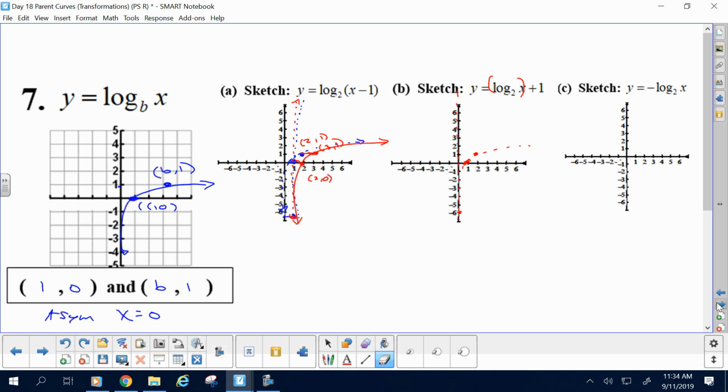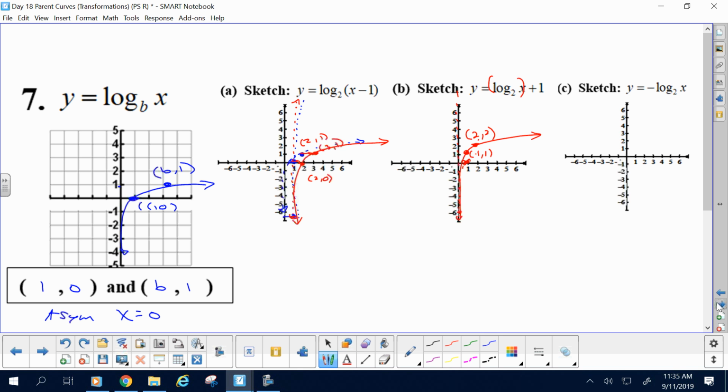Right. So when you take the point 1, 0 and shift it up 1, what does it become? 1, 1. When you take the point 2, 1 and you shift it up 1, it becomes 2, 2. So 1, 1 and 2, 2. Okay, put those better. All right.